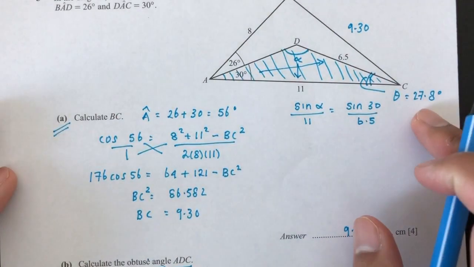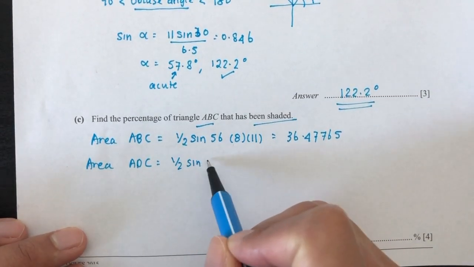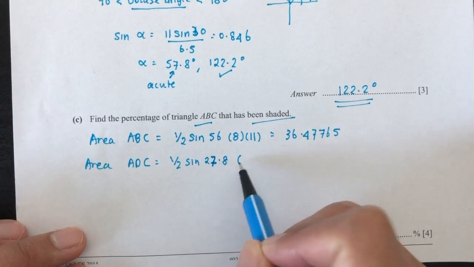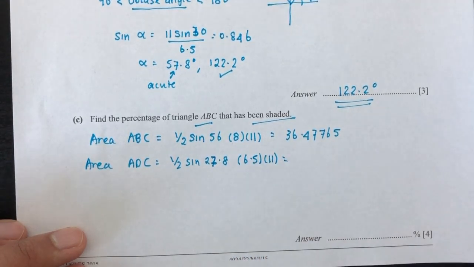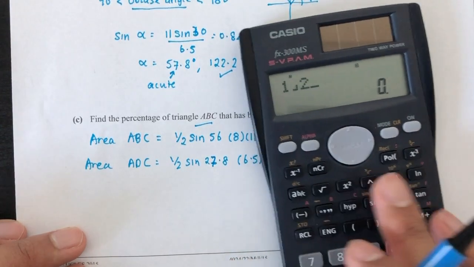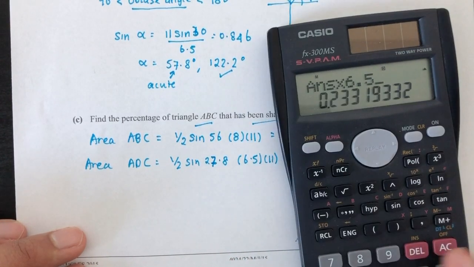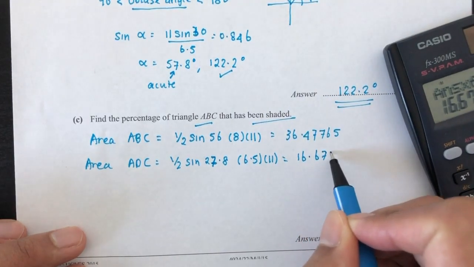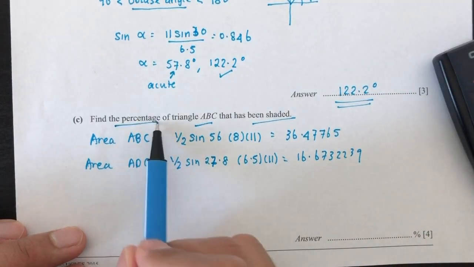So let's use this angle to find the area of this triangle. Pretty easy. The same formula, we have sine of 27.8 times the two sides, which are 6.5 and 11. So half of sine 27.8 times 6.5 times 11. That will be 16.6732239.